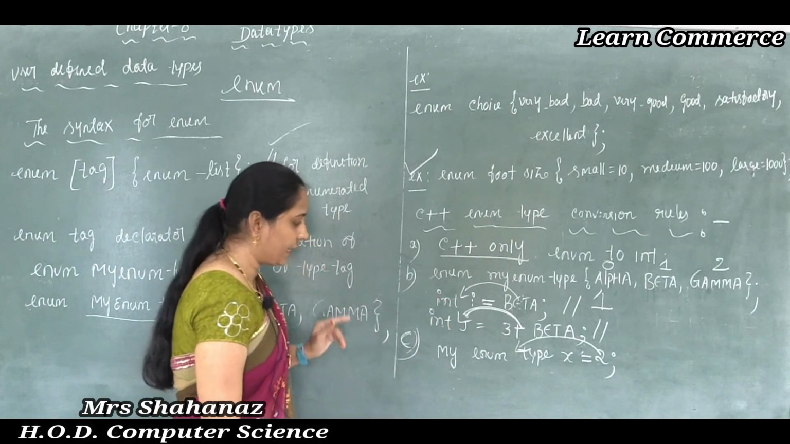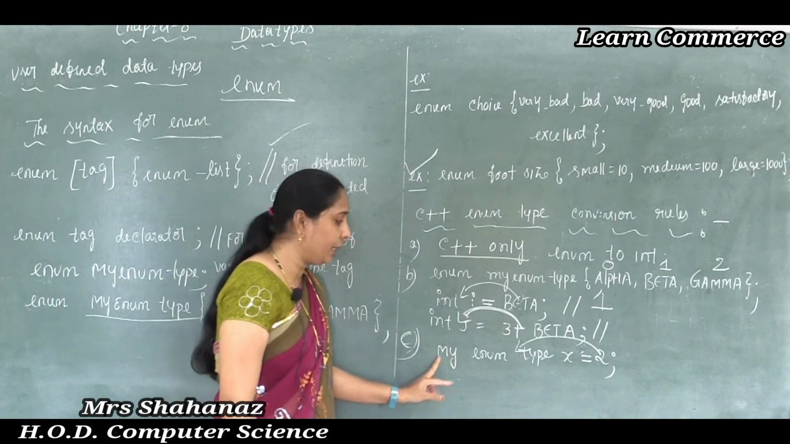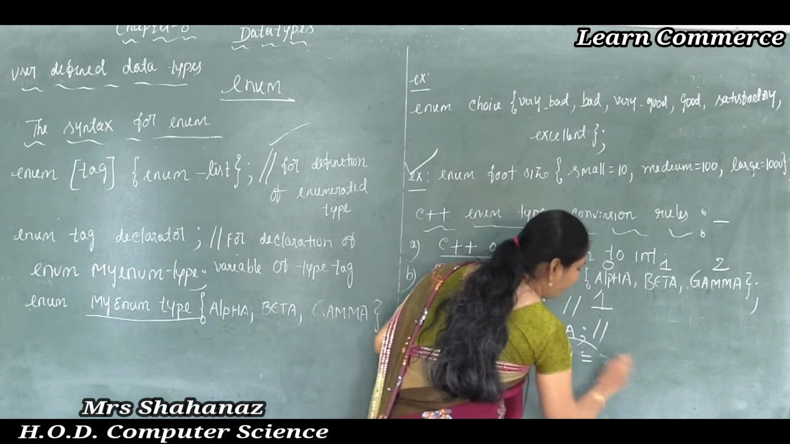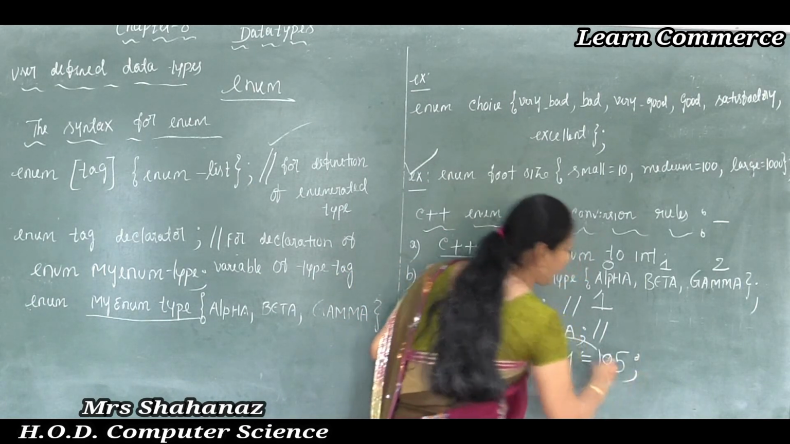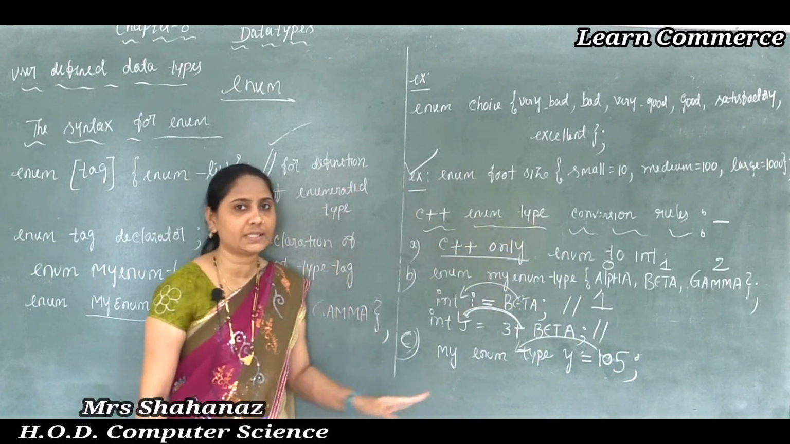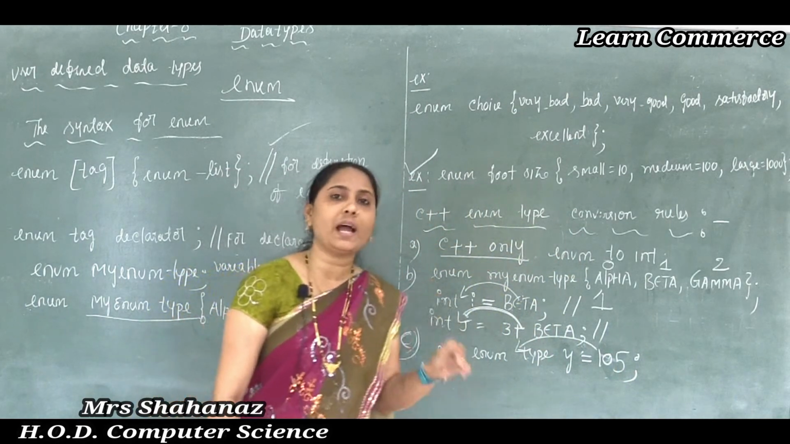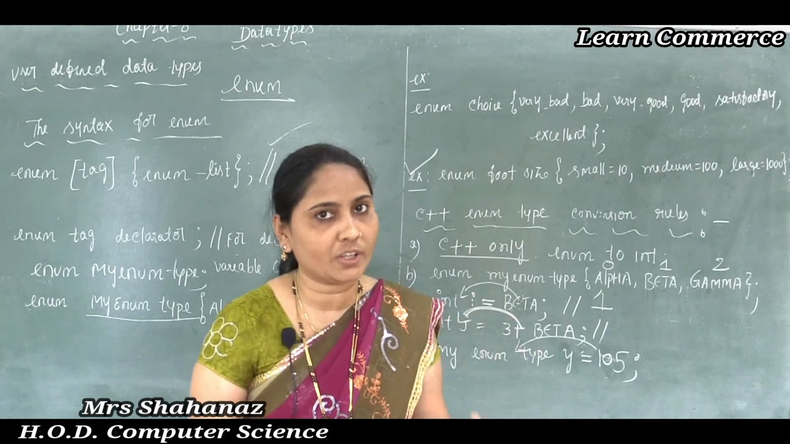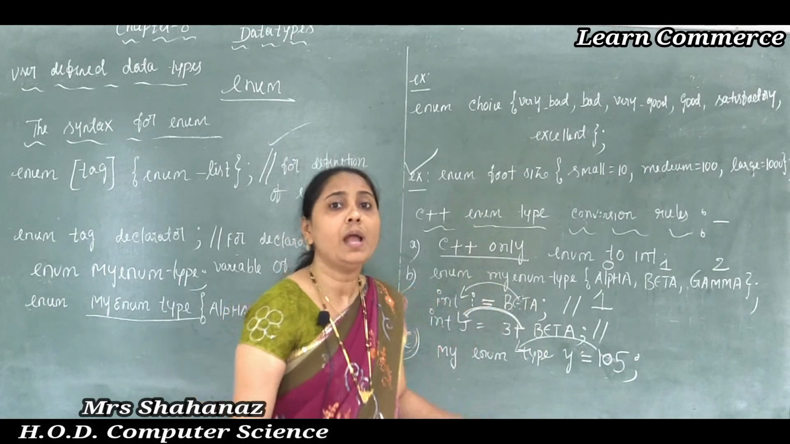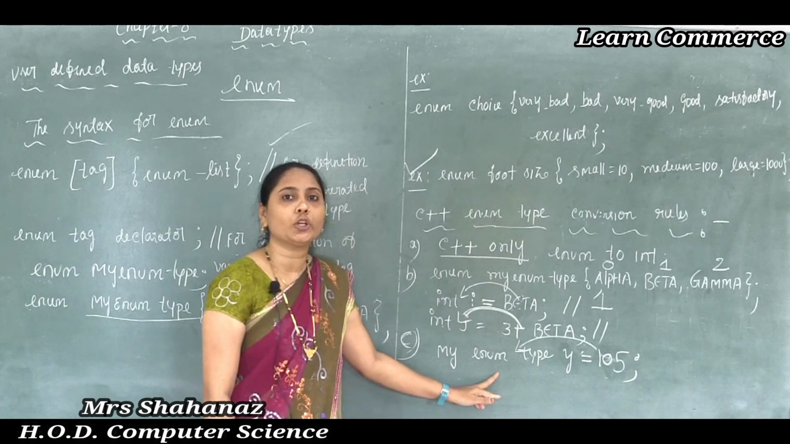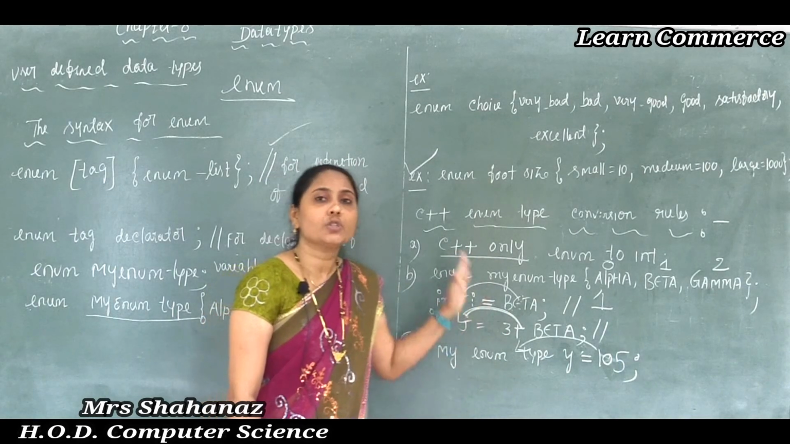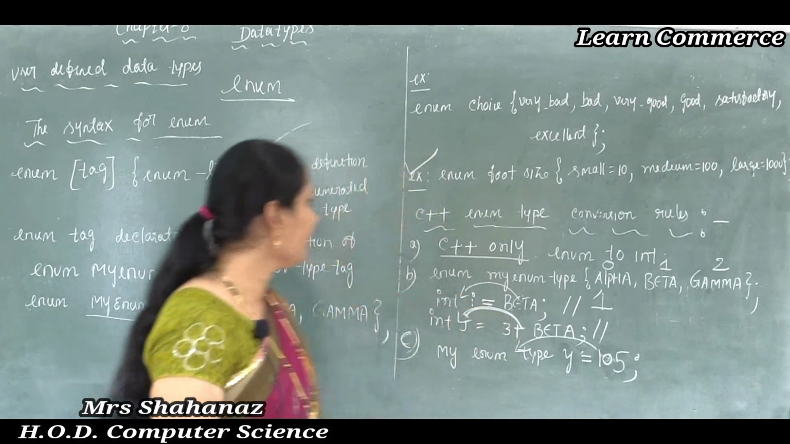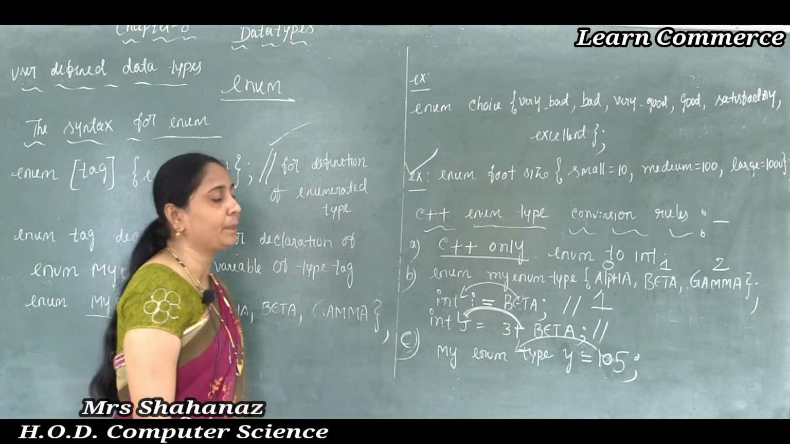Or another example we can say: my enum type y value is equal to 105 here. So here also we can say that it is an illegal type of conversion, not supported by our compiler. Okay, it should not be allowed by the compiler. So these are some of the rules of the C++ enum type conversion rule.